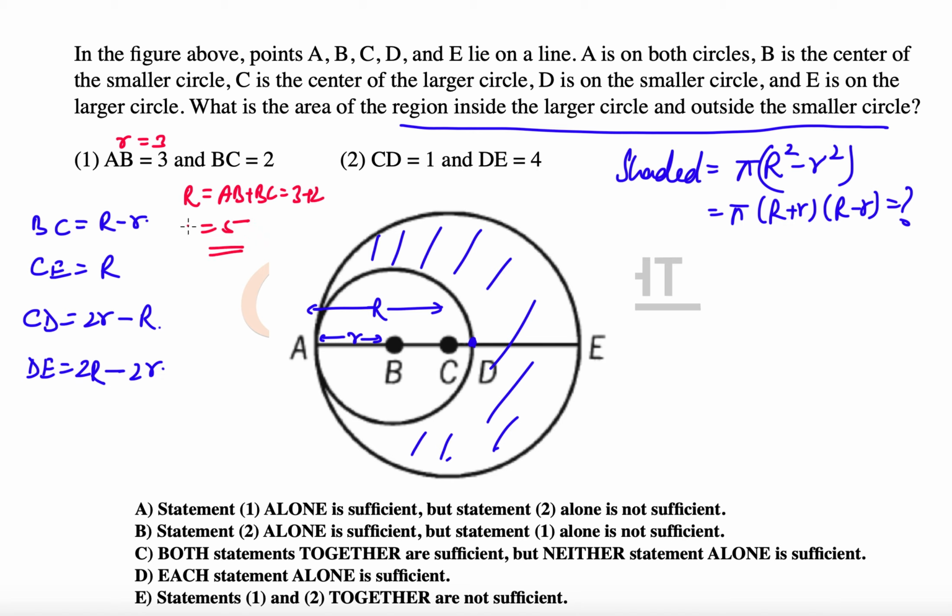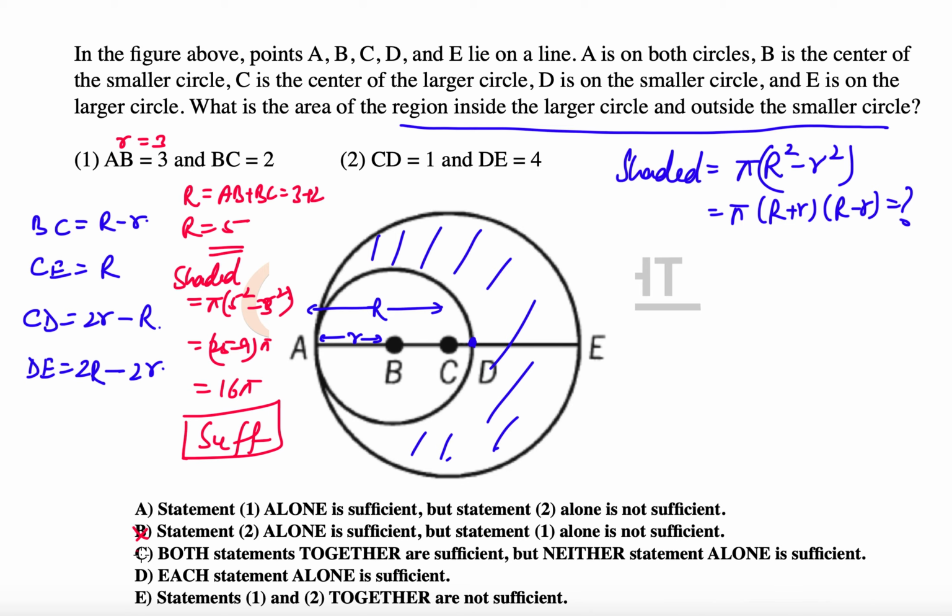Now we have the capital R as well as the small r. That means we can simply substitute it, and we can find out that the shaded area will be equal to pi times capital R squared minus pi times small r squared. The small r is equal to 3. So we find out that this is 25 minus 9 pi. That means we have 16 pi. So the first statement alone is sufficient to answer the question. That leaves us only two choices, A and D.